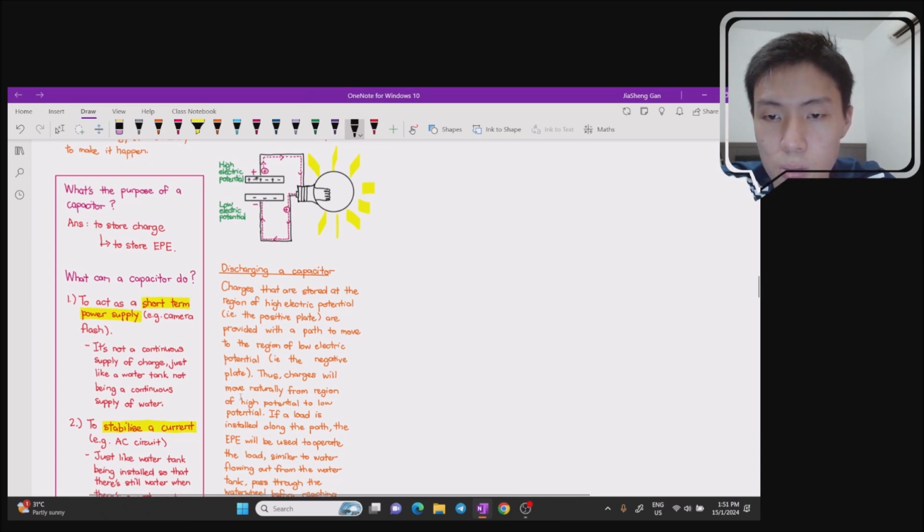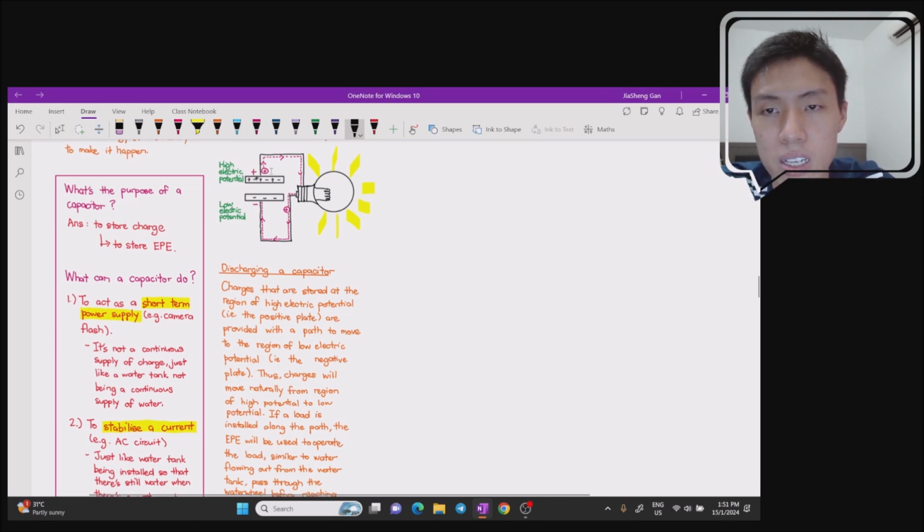Okay, so charges will move naturally from a region of high potential to low potential. So if a load is installed along the path, in this case we install a load along the path from high potential to low potential, the electric potential energy will be used to operate the load.